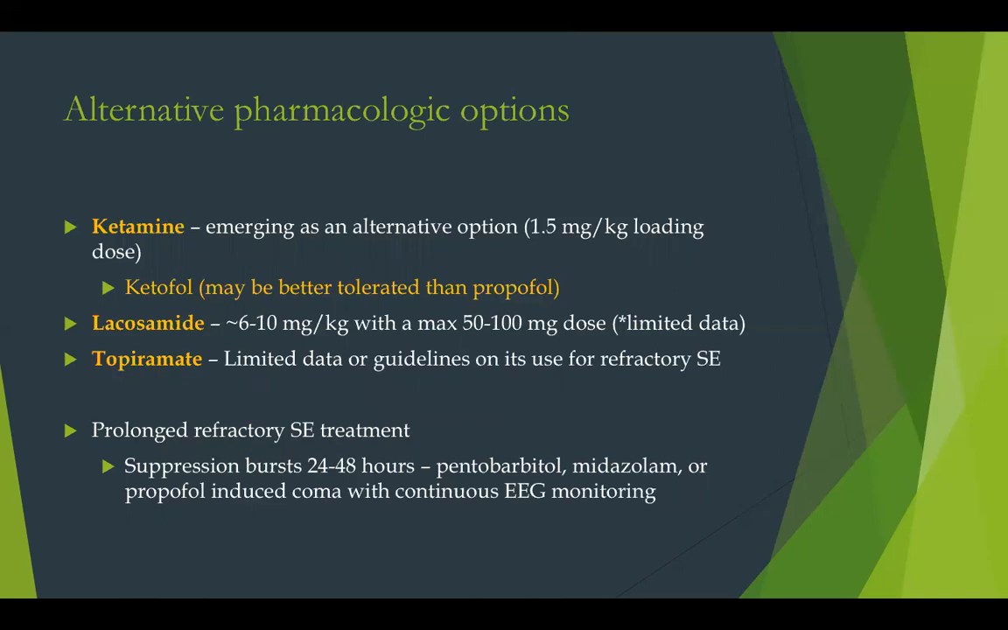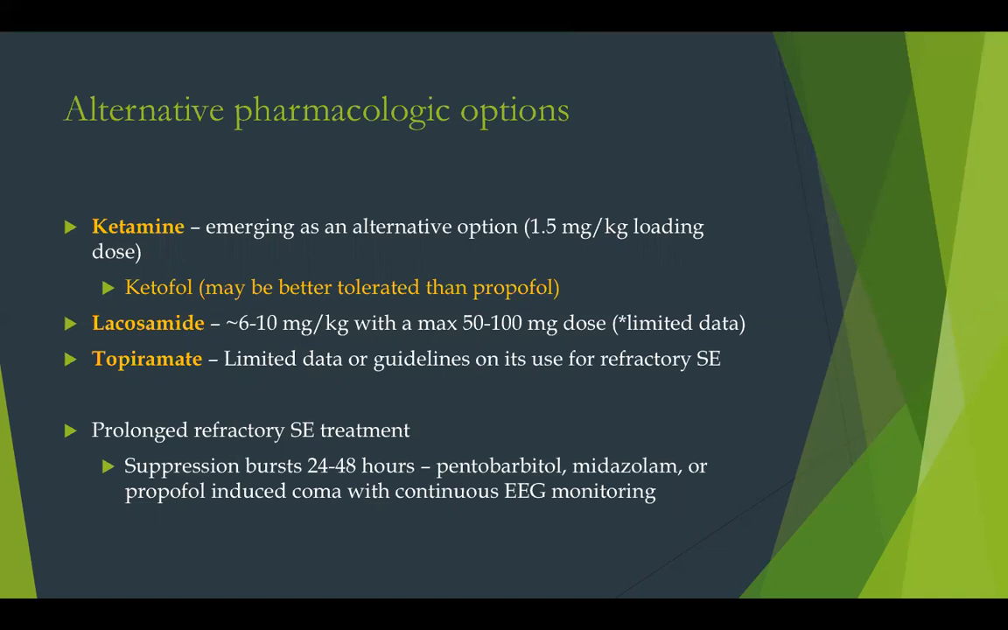Some of the new medications that are emerging on the horizon, ketamine, for example, at a dose of 1.5 per kilo loading dose, may be an alternative. Some people even use the combination of ketamine and propofol by giving 1 per kilo of ketamine and 0.5 of propofol, a ketofol, which may be better tolerated than the propofol itself. This is something also, if your institution has, would be a legitimate choice. Others include lacosamide and topiramate.